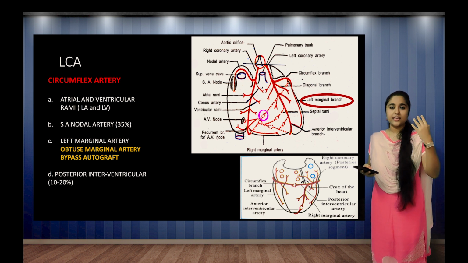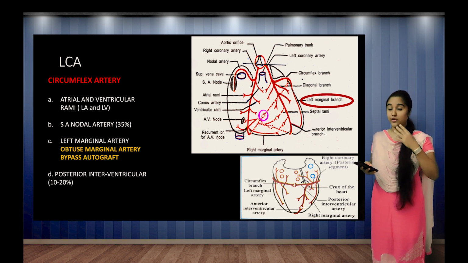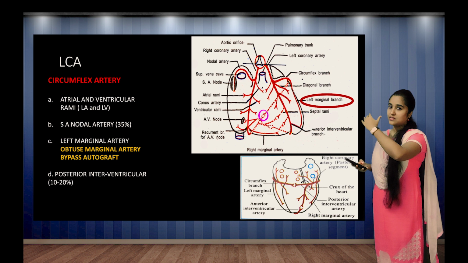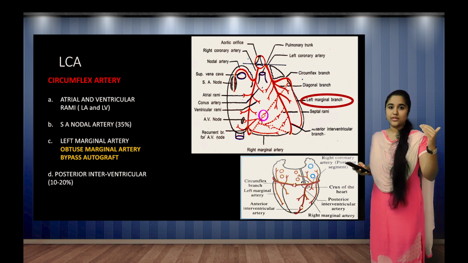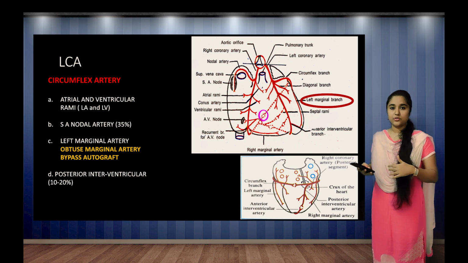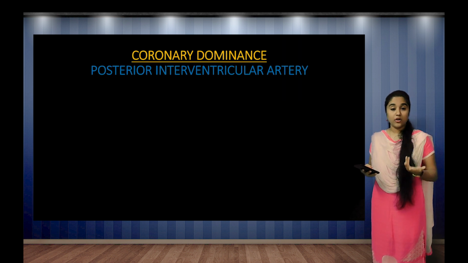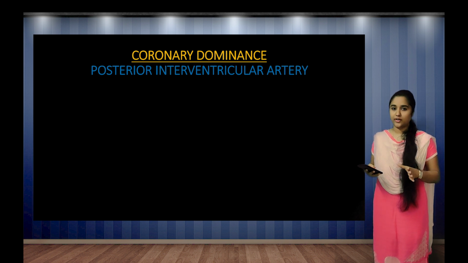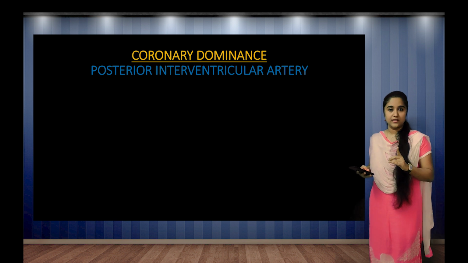That means in case of any obstruction in the left coronary artery, from the aorta you can pass the graft to the left marginal artery. So it is used as a bypass autograft. Now we'll see what we mean by coronary dominance. You might have heard about coronary dominance. Coronary dominance depends upon one vessel, that is the posterior interventricular artery.